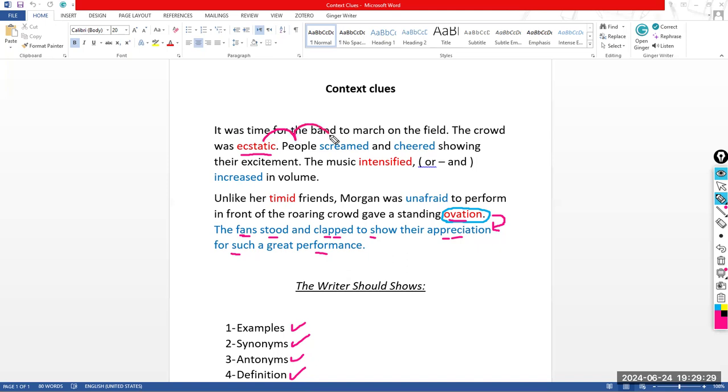An example is what? Screamed. Another example is what? Cheered. Bravo. So ecstatic means when people are screaming and cheering. So this is the meaning of ecstatic. So absolutely, Malak, the writer is going to use one of them. This is the meaning of context clues.